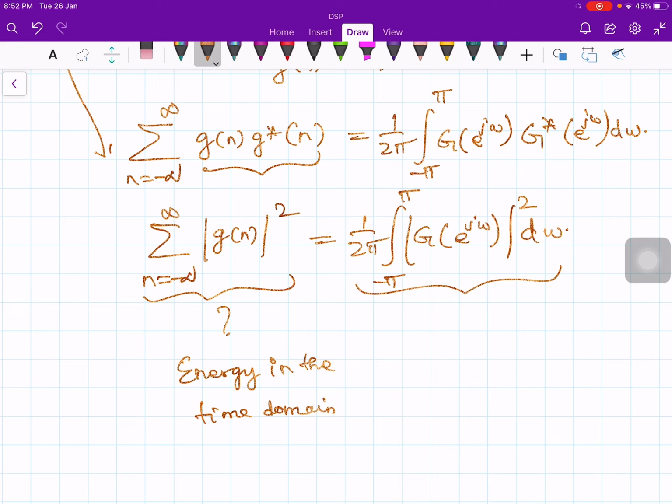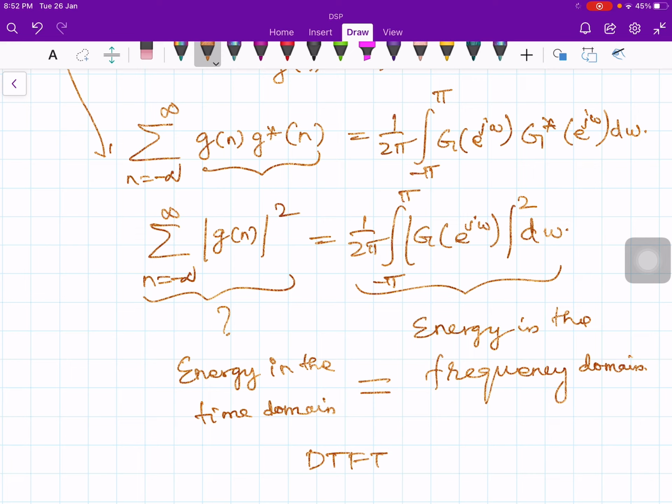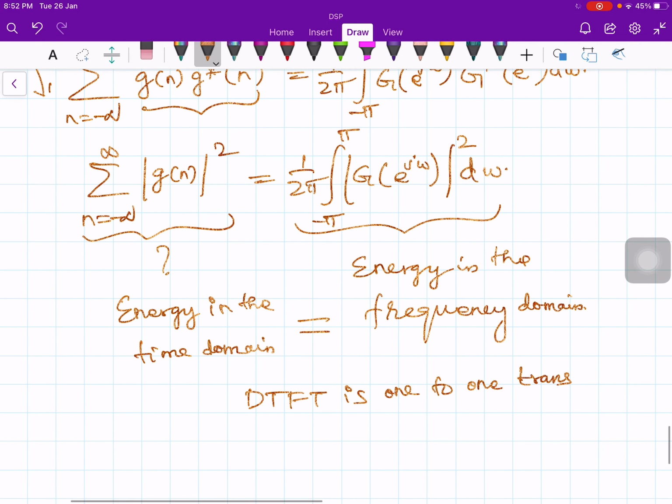What about the right hand side? The right hand side is the energy in the frequency domain. So the two energies must be the same. Why must the two energies be equal? Because DTFT is a 1-to-1 transformation. If it is a 1-to-1 transformation, then either you calculate in the time domain or in the frequency domain, it doesn't matter, both must be equal.